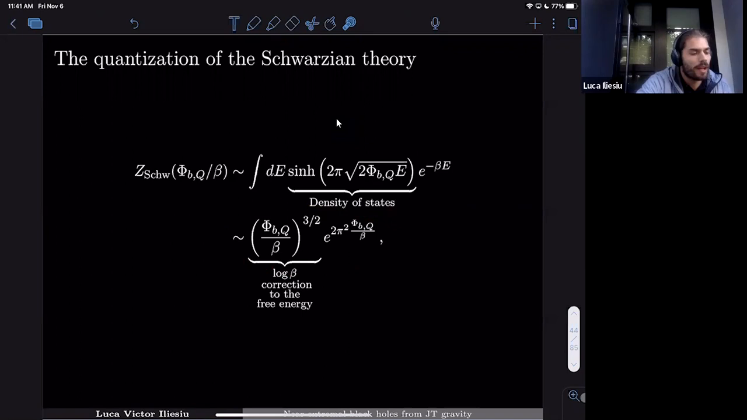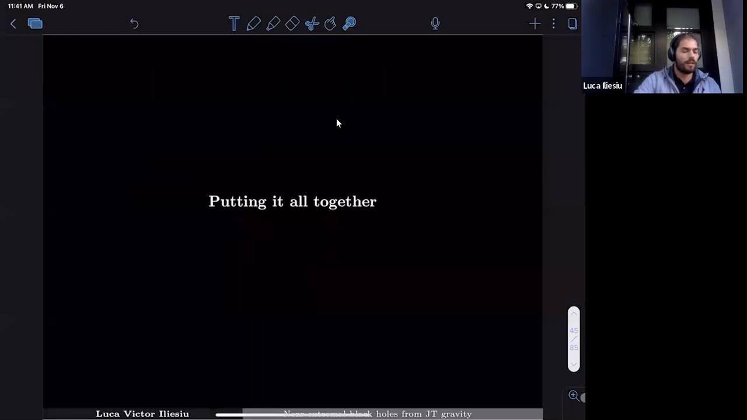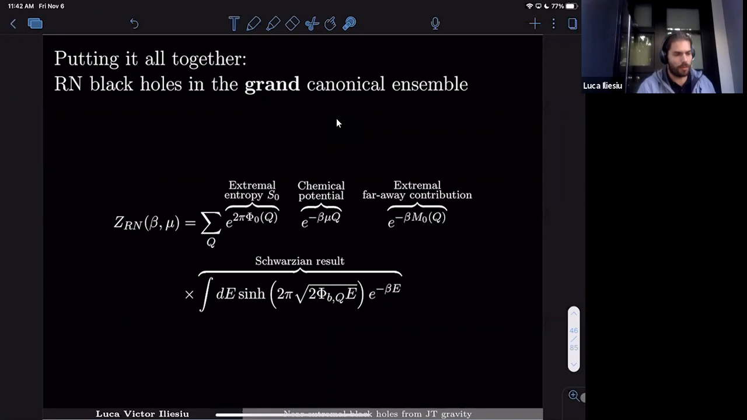For which the classical saddle result is just captured in this exponential. And very importantly, at low temperatures, this one loop determinant, which can be neglected when beta is very small, when beta is very large, this factor can become very important. So now we could take this result and put it together with all the other technical results that one obtains from the dimensional reduction, and just compute the total partition function of these Reissner-Nordstrom black holes.